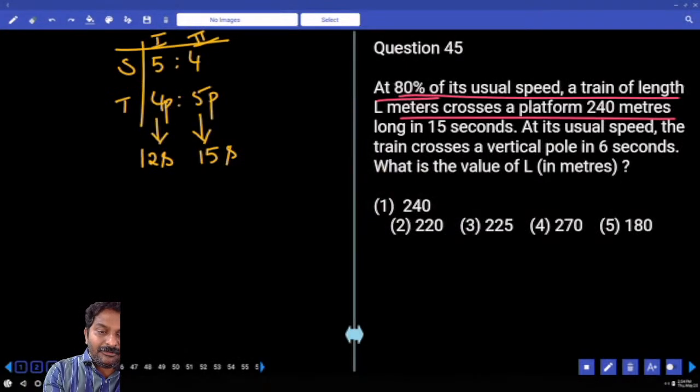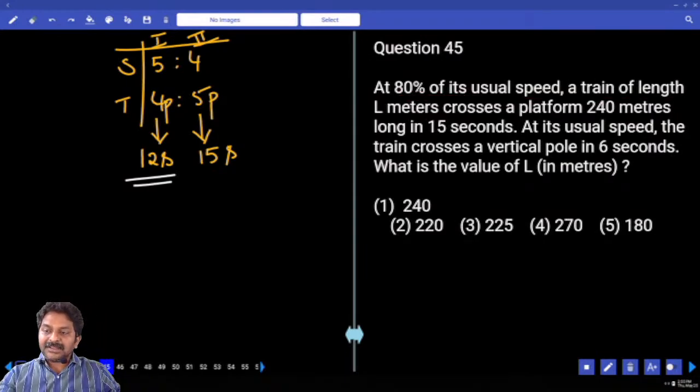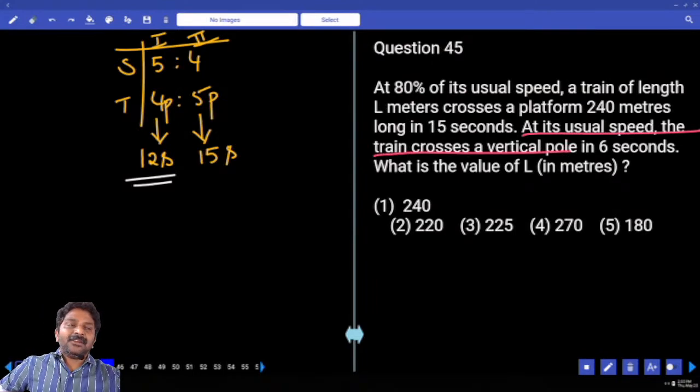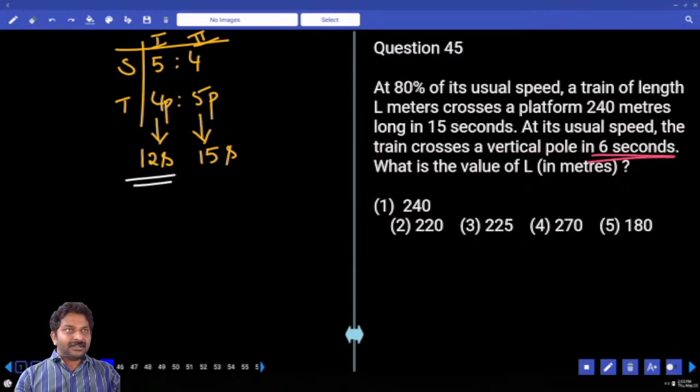So now, with the original speed, the time taken by the train to cross a platform is 12 seconds. Am I right? And with the original speed, the time taken by the train to cross a pole is 6 seconds. In the first case, how much time did we get? 12 with original speed. Now in the second case, how much is the time mentioned? With original speed only. How much is the time difference here? Why is there a 6 seconds difference?